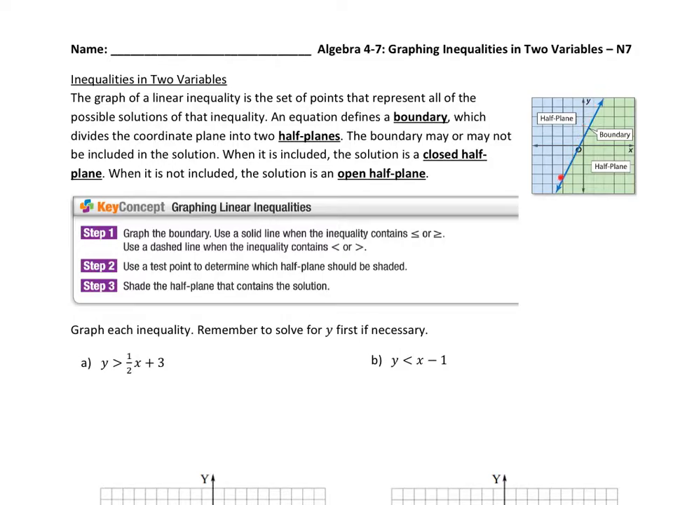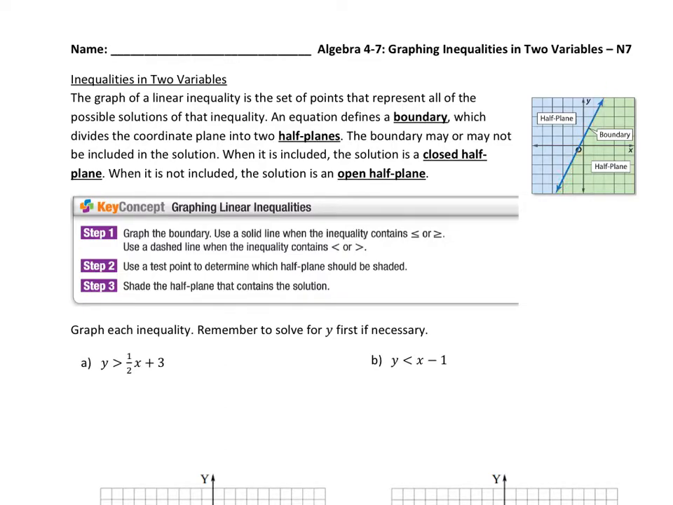So right here is a boundary. Each of these are half planes. The boundary may or may not be included in the solution. When it is included, the solution is a closed half plane. When it is not included, the solution is an open half plane. The way we show that, if it's included, we have a solid line for the inequality. If it's not included, we would have a dotted line for the boundary.